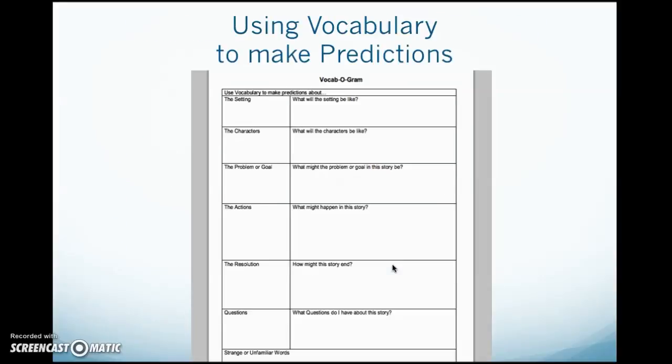Okay, this is using vocabulary to make predictions. Basically, they can use the vocabulary and the text that they read to make predictions about what's happening: the setting, the characters, the problem, the actions, the resolutions, and questions. Then there's even a spot at the bottom for them to jot down any strange or unfamiliar words that they find. This is a really good strategy, and it encourages students to use the vocabulary and to articulate it.